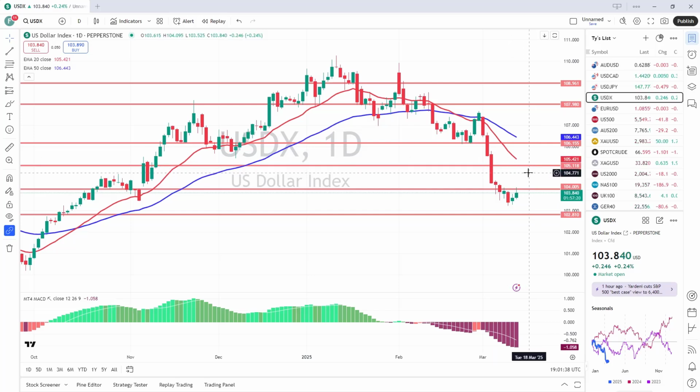The 20 moving average is moving down at a relatively good pace, but it's been a very good moving average, as you can see, all the way up for the dollar index, and there's no real surprise to see it do the same.